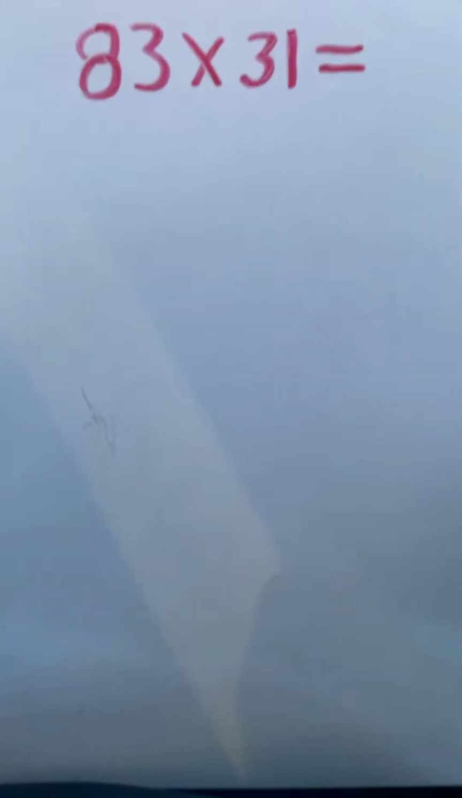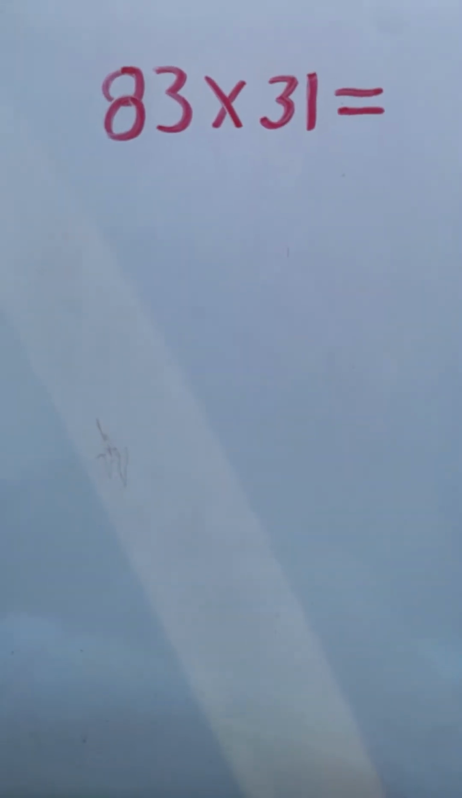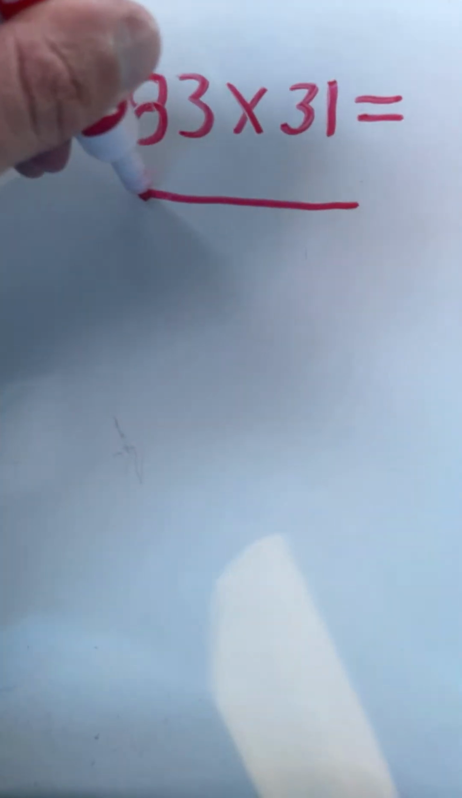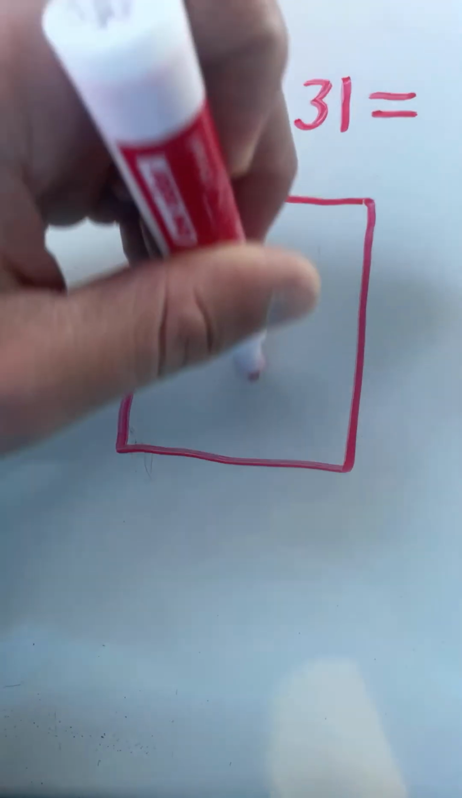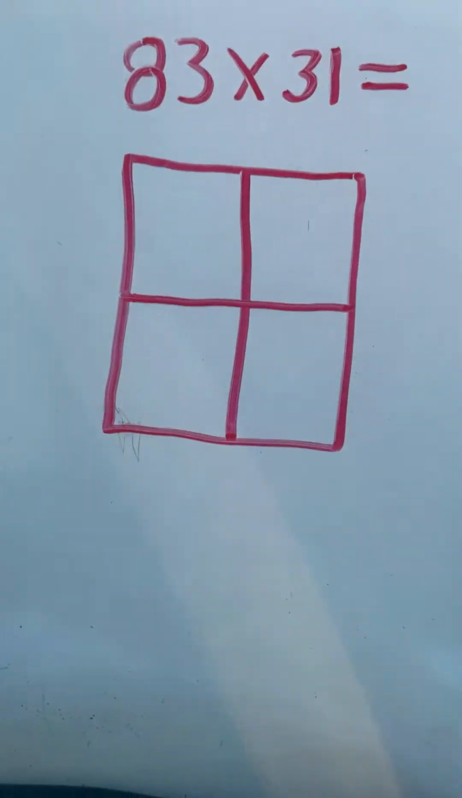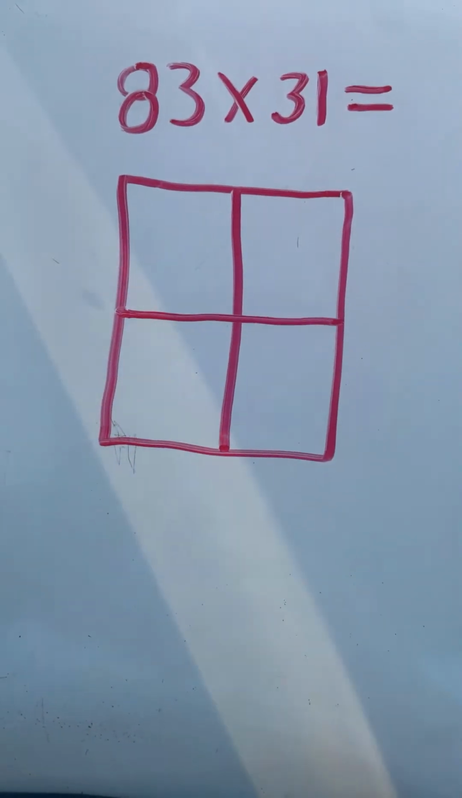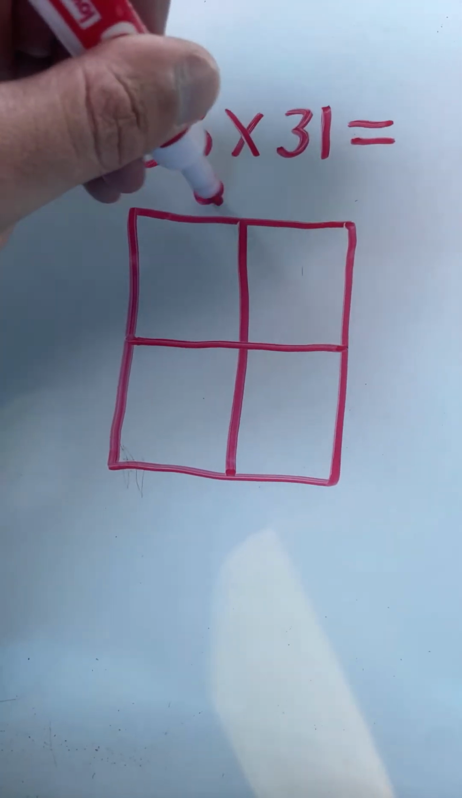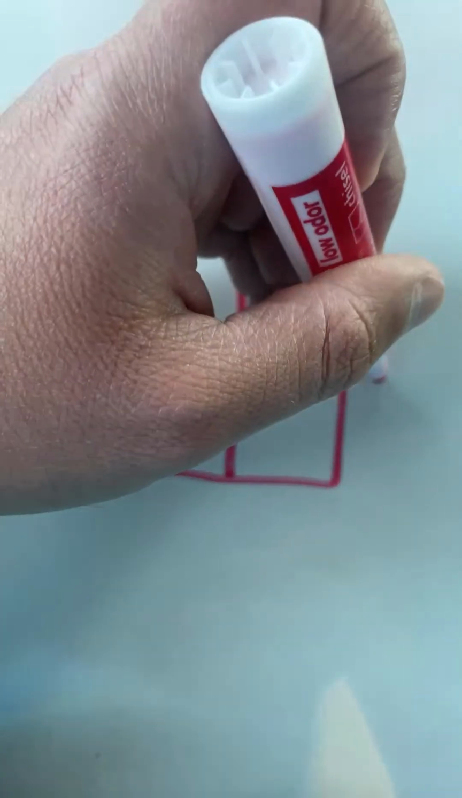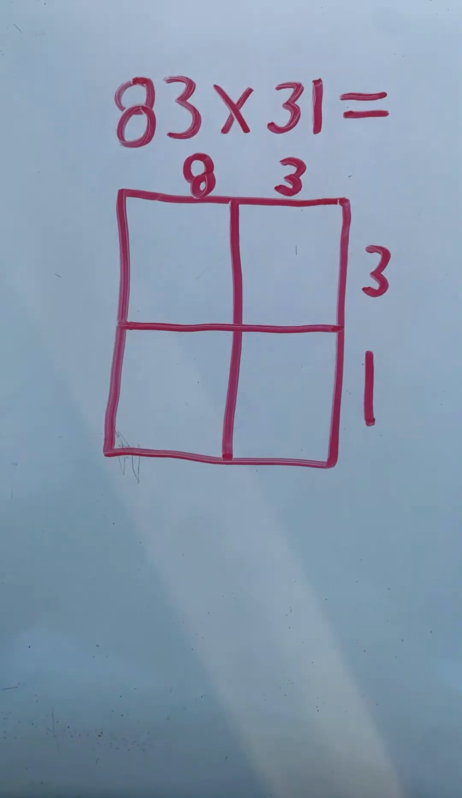So 83 times 31 is my next example problem. So now I'm going to actually draw the Lattice method model. So I'm going to make my square here. We need a box for each digit. So I'm going to write 8 and 3 for the number 83 along the top, then 3 and 1 for the number along the side.